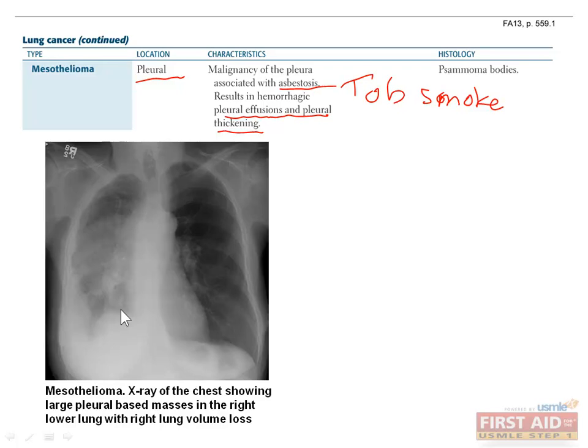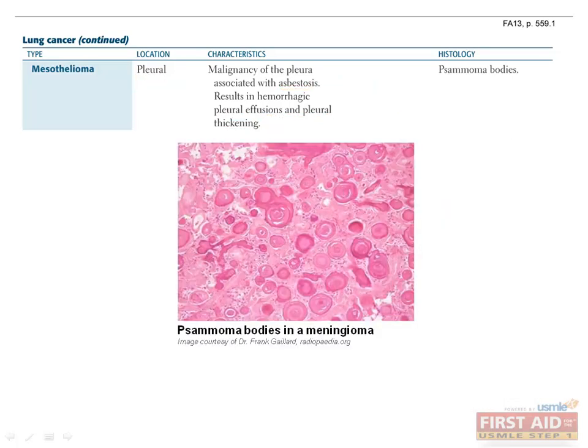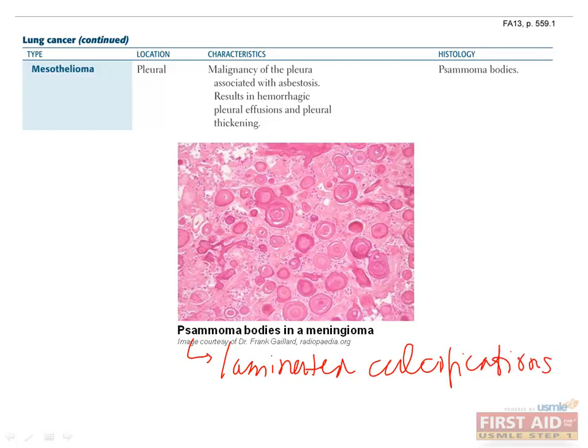You can see large pleural-based masses in the right lower lung with loss of right lung volume, likely due to scarring and atelectasis. And on the right here, you have a coronal reformat of a chest CT in a patient with left side mesothelioma. You can see the extensive pleural mass with contraction of the left hemithorax. On histology, you'll see psammoma bodies, which are laminated calcifications. These happen to be examples of psammoma bodies from a meningioma. You can go back to page 223 of the Pathology section for more discussion on psammoma bodies.